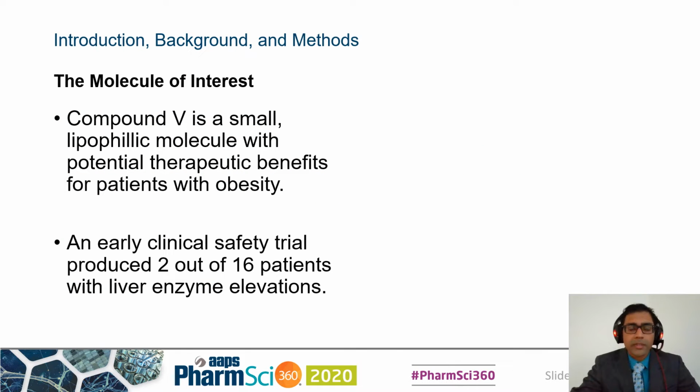Okay, getting to the subject at hand. Compound V is a small lipophilic molecule with potential therapeutic benefits in patients with obesity. Our clients had an early clinical safety trial in which two of the 16 patients developed an elevated liver enzyme. And so they put up a yellow flag for them.